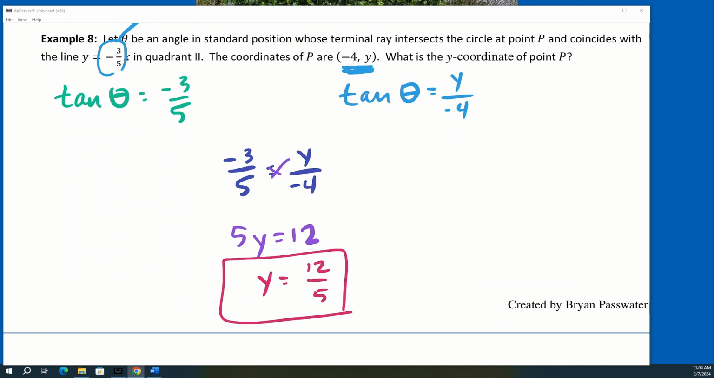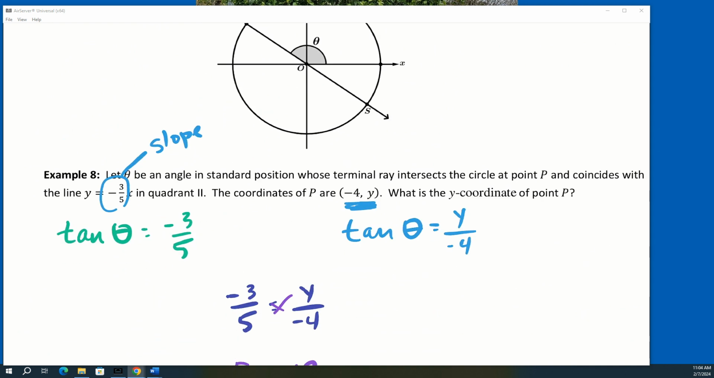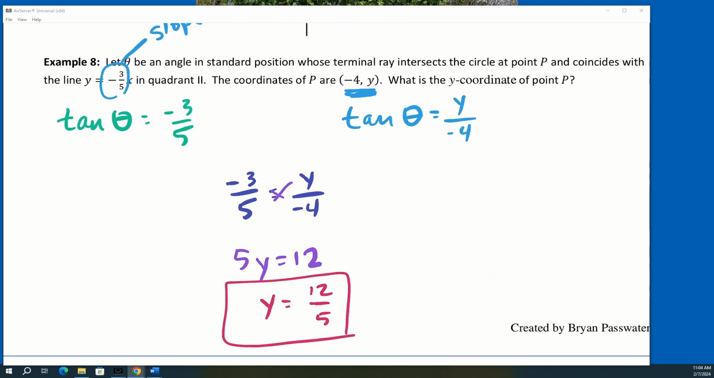And then just double check that you have the right sign. So if P is in quadrant 2, the x is going to be negative, and then the y is going to be positive. So you're probably good. All right, so what questions do you guys have?